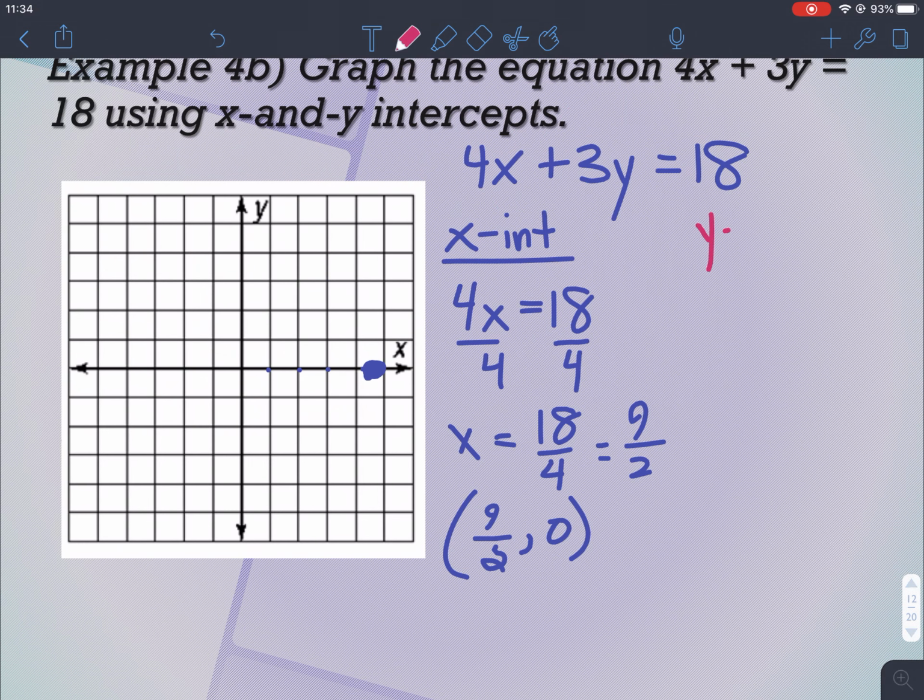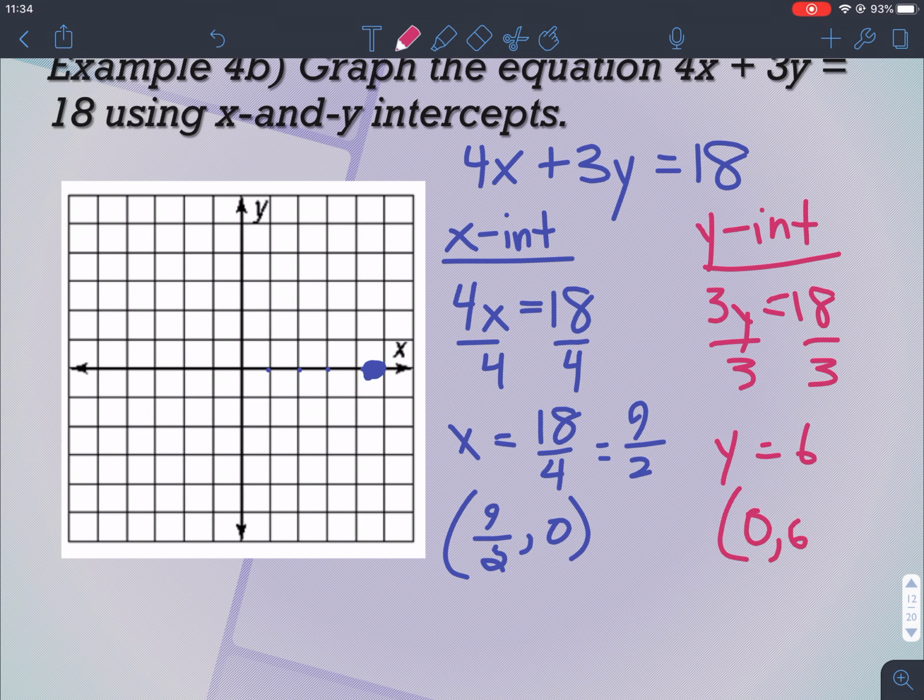For the y-intercept, let's let x be 0. 3y = 18. Divide by 3 on both sides. y is equal to 6. So this intercept is going to be (0, 6). There you are. Not too bad.